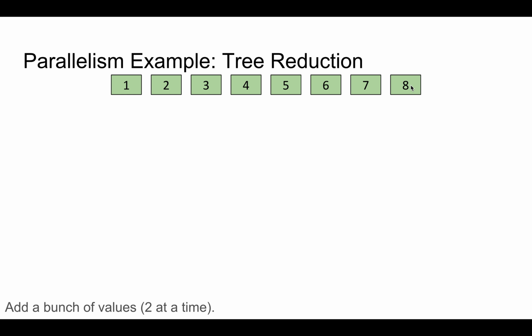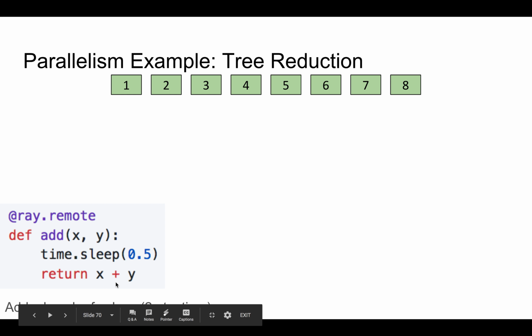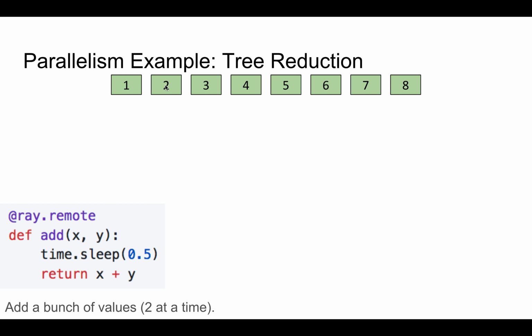So say we have a bunch of numbers, we have 8 numbers, and we want to add them all together. And for the sake of this exercise, let's assume that we have to add them up pairwise. So we can only add 2 numbers at a time, and adding 2 numbers takes half a second. Obviously, this is a toy example, but if instead of individual integers we had large vectors, say a gigabyte, half a second might actually be more realistic.